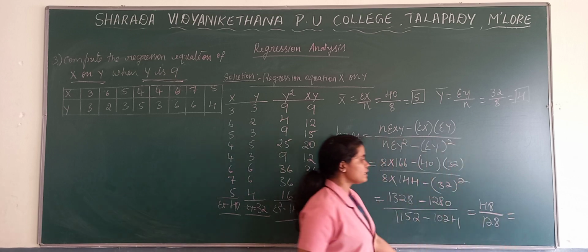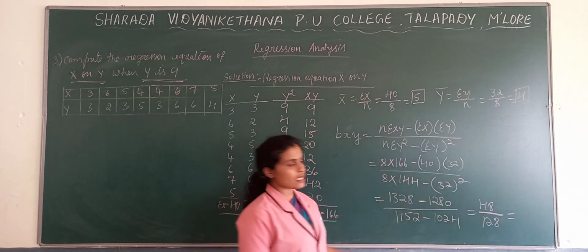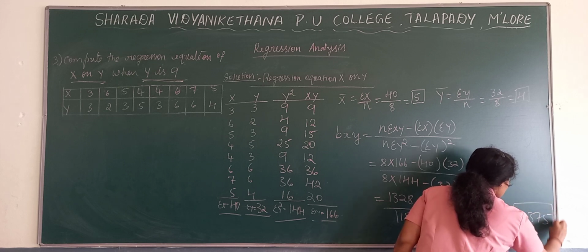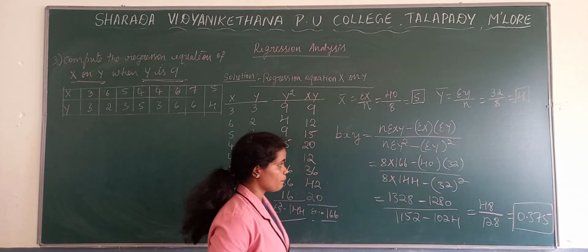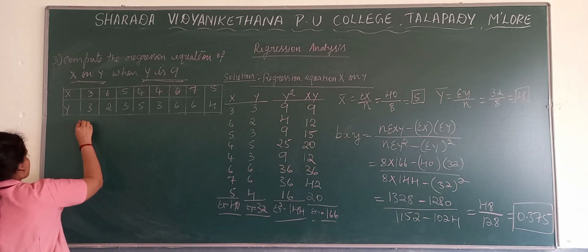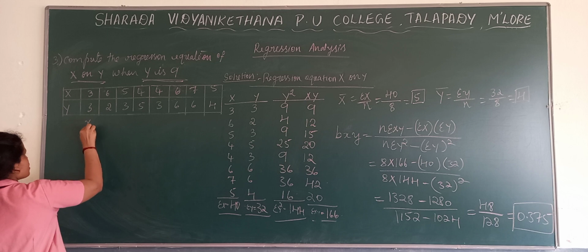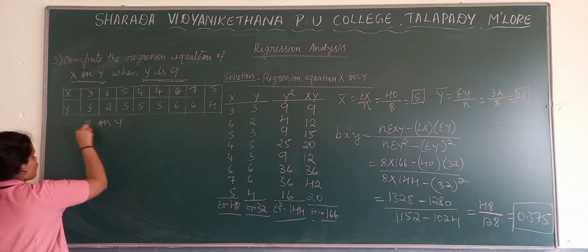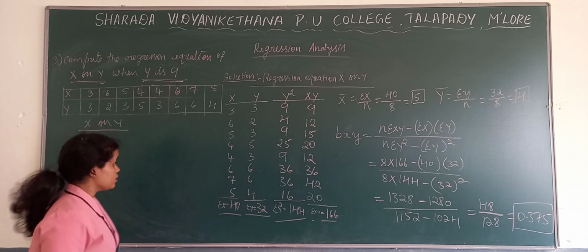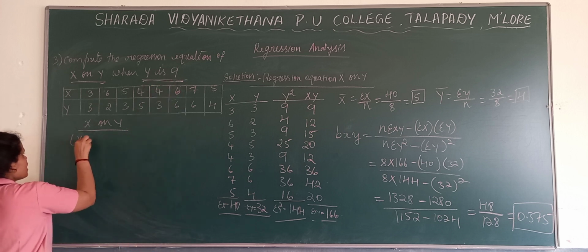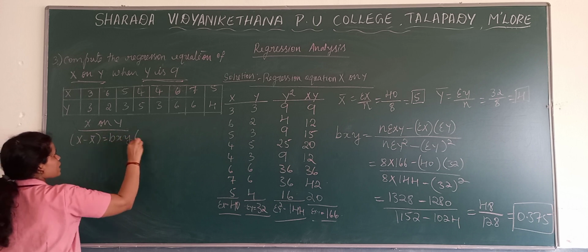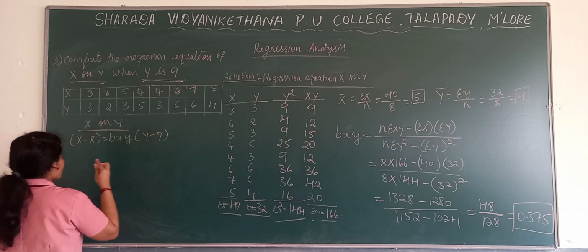When we divide it, we get bxy as 0.375. This is the value of bxy. Next we will obtain the equation, that is the regression equation x on y. See, x on y, and we need to substitute the values. Write the equation here: x minus x bar is equal to bxy into y minus y bar.